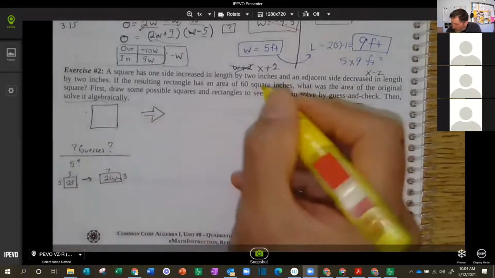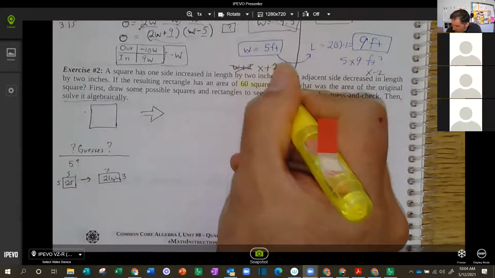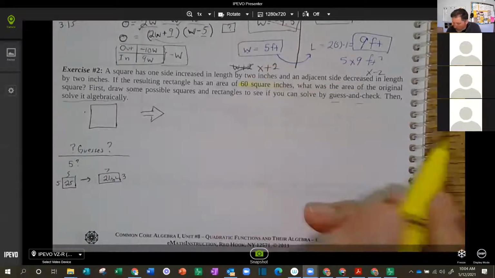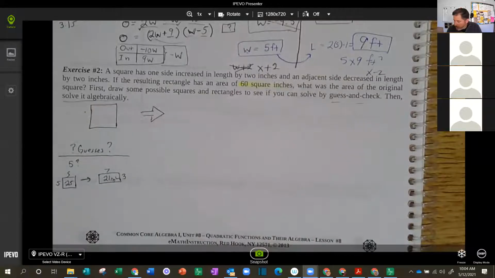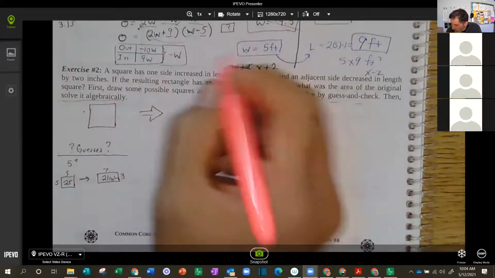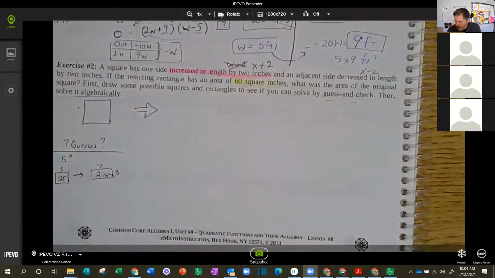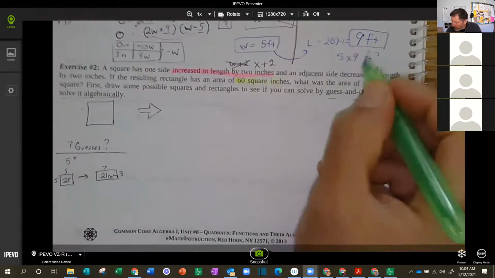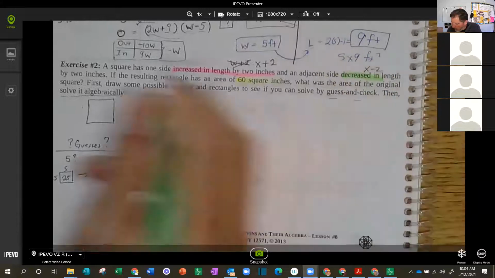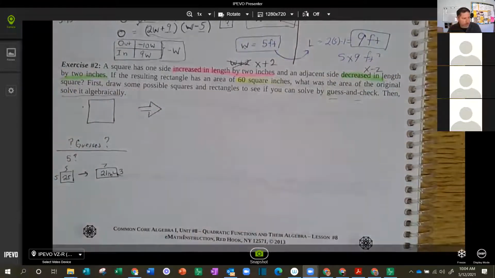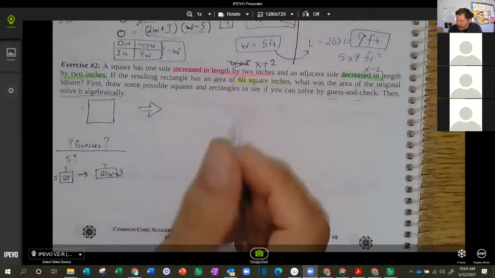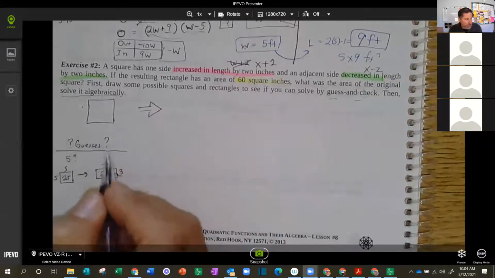So here's some important pieces of information we're translating. We have to understand the new rectangle is 60 square inches. The length was increased by 2 inches, and its width was decreased by the same amount. Those are really the most vital pieces of information in the problem. Let's do this algebra. Our first guess didn't work.